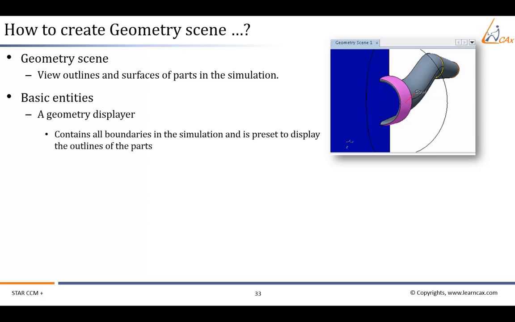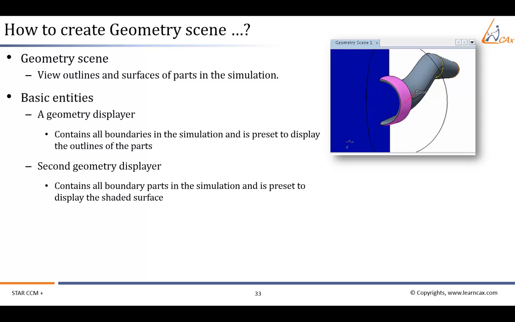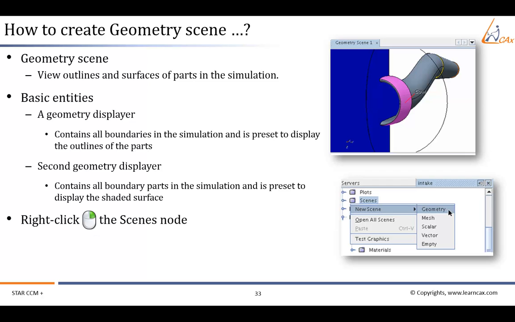A second geometry displayer. This contains all boundary parts in the simulation and is preset to display the shaded surface. To create a geometry scene, right-click the Scenes node, select New Scene and then Geometry from the pop-up menu.